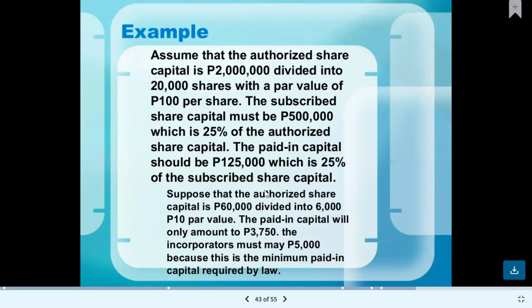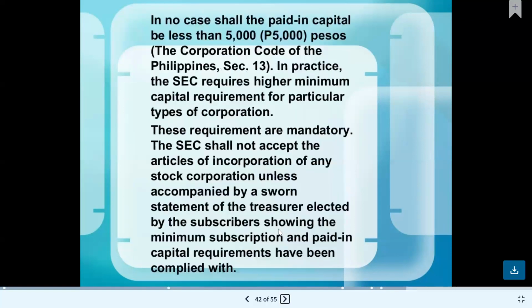Now suppose that the authorized share capital is only 60,000 divided into 6,000 shares with a 10 par value. Now the paid-in capital will only amount to 3,750. Take note, this is not allowed. So the incorporators must pay 5,000. Because again, as stated in our code, the actual paid-in capital should not be less than 5,000.